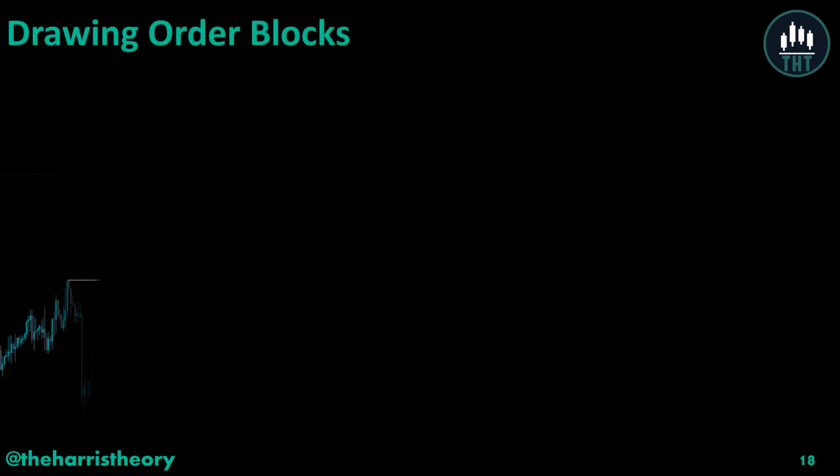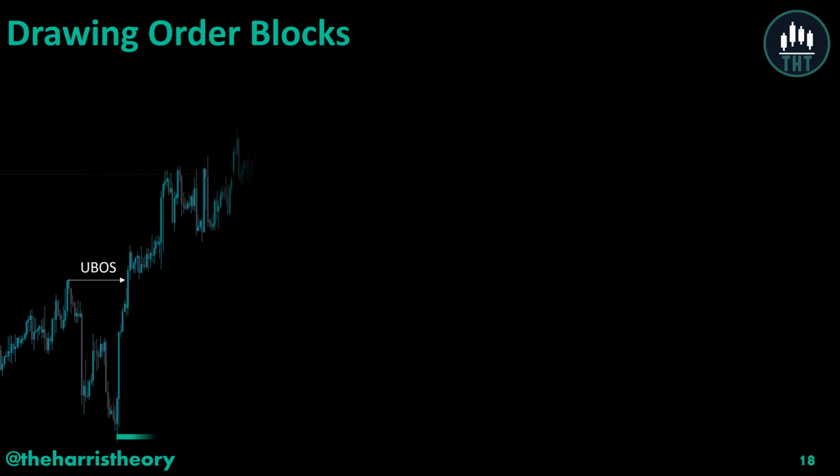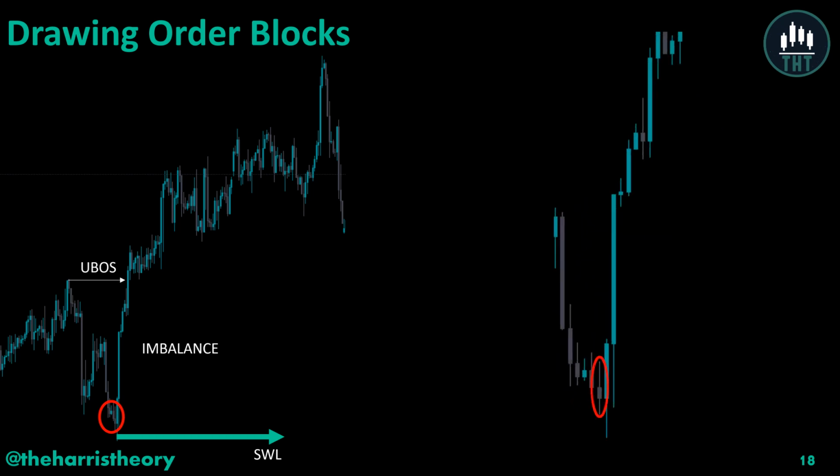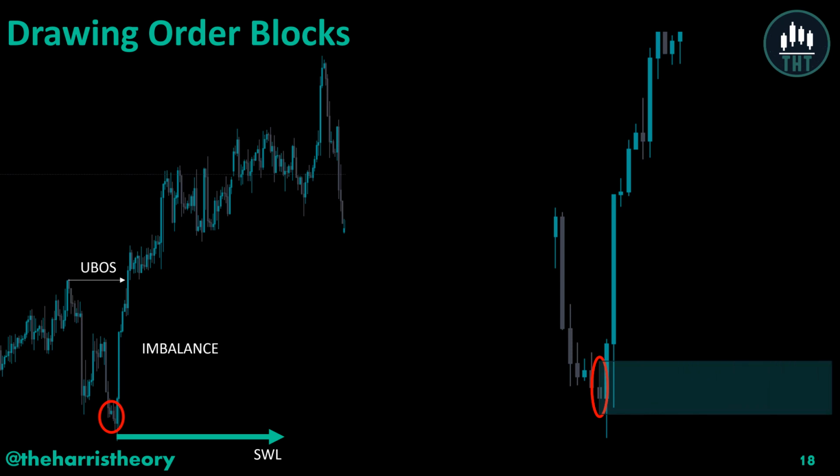Now let's look at how we can mark up an order block. So we can see from the structure, we've had an upside break of structure, which has produced a swing low for us, and we can identify a lot of imbalance. So at this point, let's look at it in a bit more detail. So it's exactly the counter trend candle is where I draw my zone from, before the move that causes the imbalance.